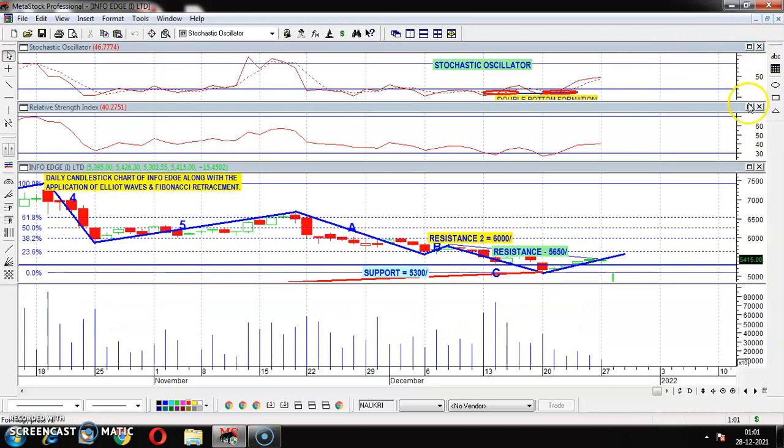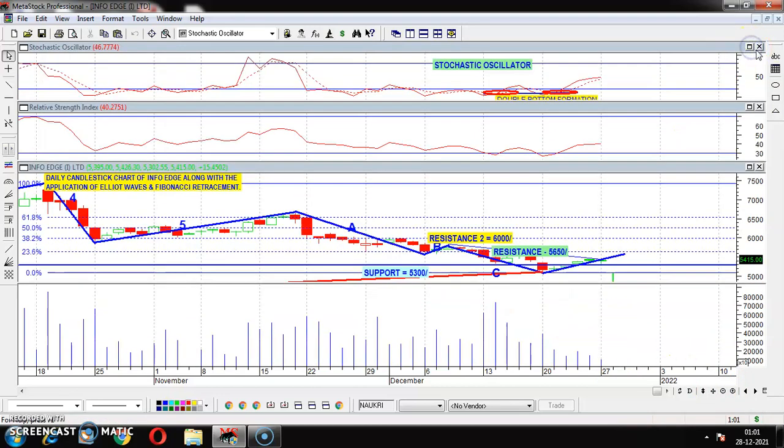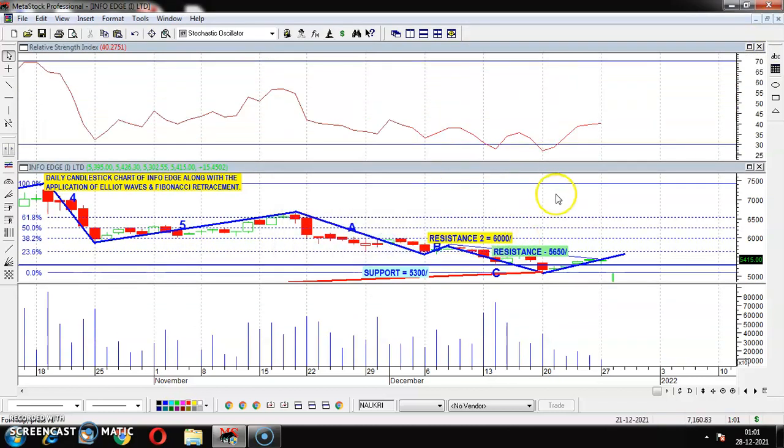Then let us check another parameter, which is called the RSI, relative strength index. Already I have plotted the relative strength index, right? Now, what the relative strength index is, just let me check. One minute. You see there is the relative strength index. Here we can see there is a divergence.